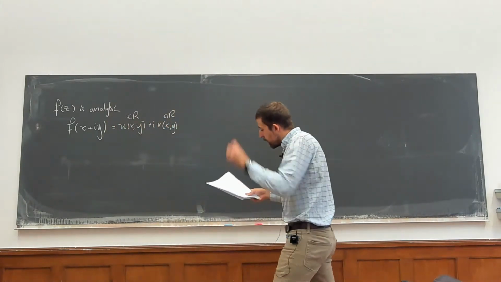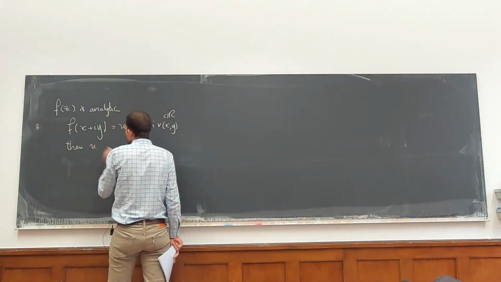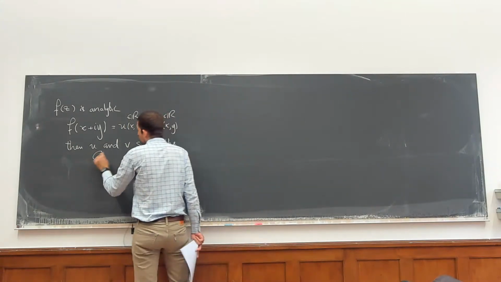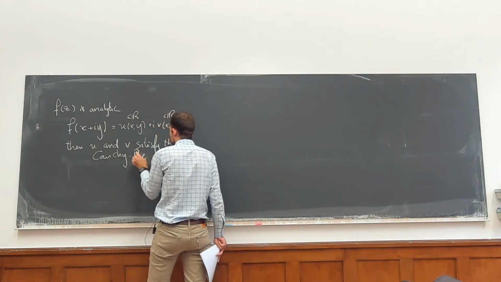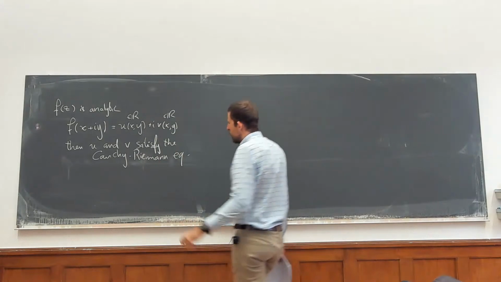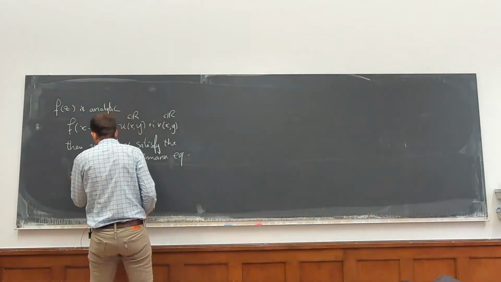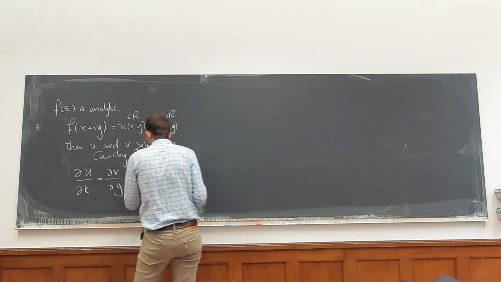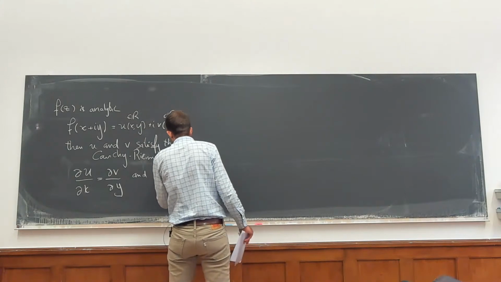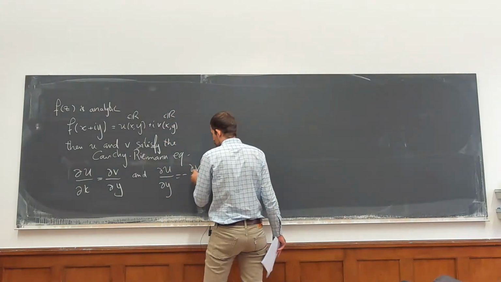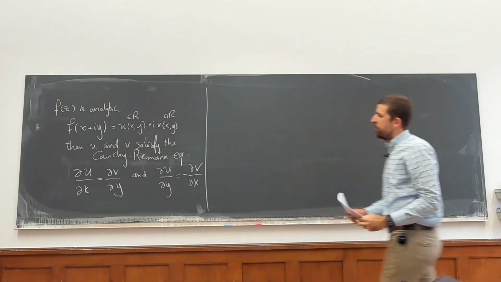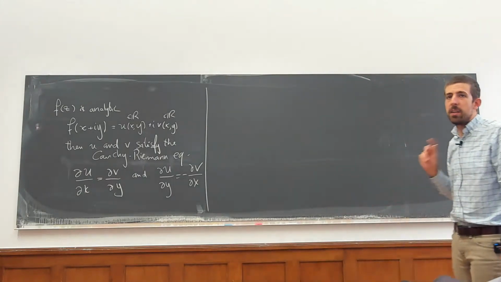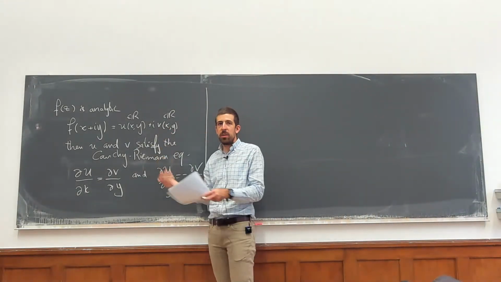Okay, so then if we have this, what we saw was that u and v satisfy the Cauchy-Riemann equations. In particular, they satisfy this. And this was the first example in which we saw that differentiable complex functions are very special. This notion of analytic is very, very special. In particular, the real part and the imaginary part need to be very intertwined, very related.